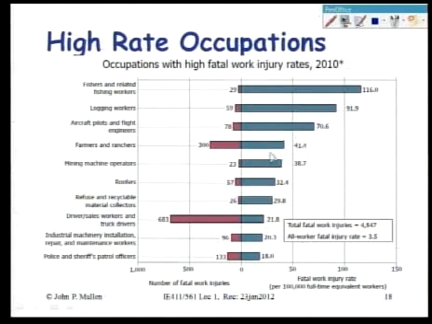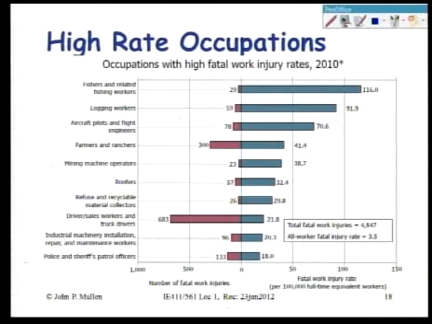Now we get into the high-rate occupation, fishers and related fishing workers. Now, I'm not talking about the guy who takes a rod out on the weekend and goes in the lake. Have you seen, is it Deadliest Catch? How many people have seen that show? That's the kind of fishing that contributes to this.